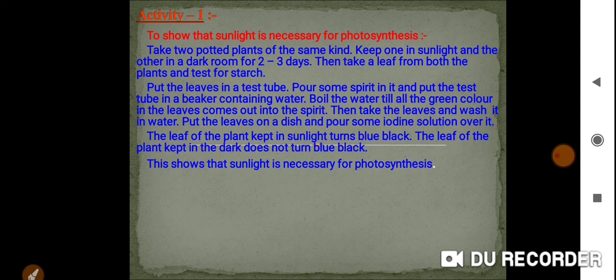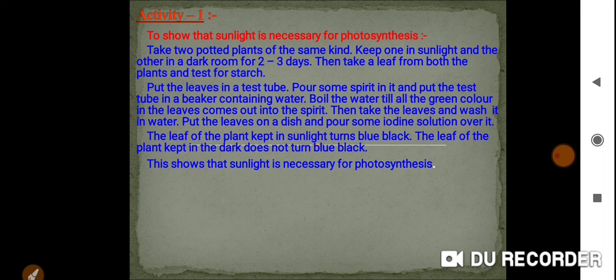We have to take those 2 leaves separately and wash those 2 leaves with the help of tap water. Then we can place them in 2 separate dishes. Then what do we have to do now? The leaves have completely lost their green color and converted to a white color.